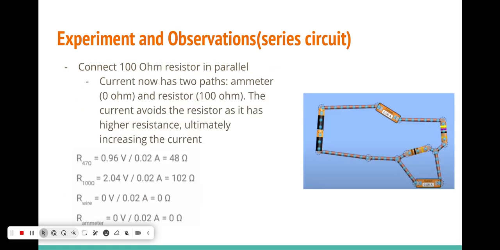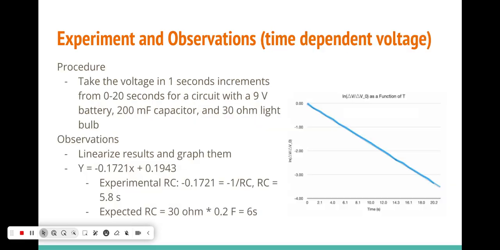And then we're going to add a 100 ohm resistor in parallel to see what changes, because the current now has 2 paths, through the ammeter and then through the resistor. And then we're going to see how the current flows, and we predict that it flows towards the ammeter because it wants to avoid the resistor as it has a higher resistance. And then those values are listed there.